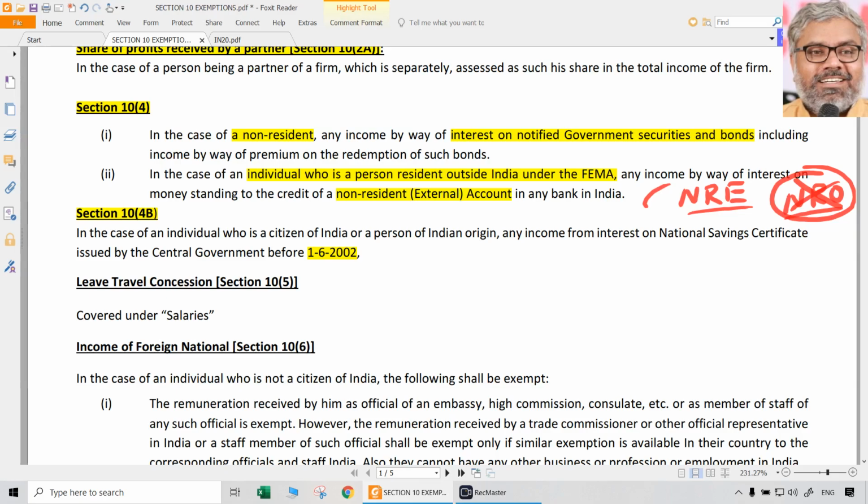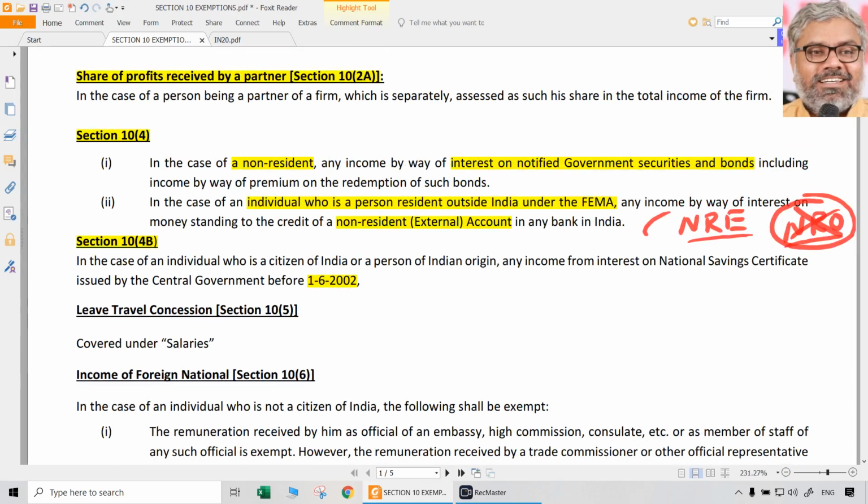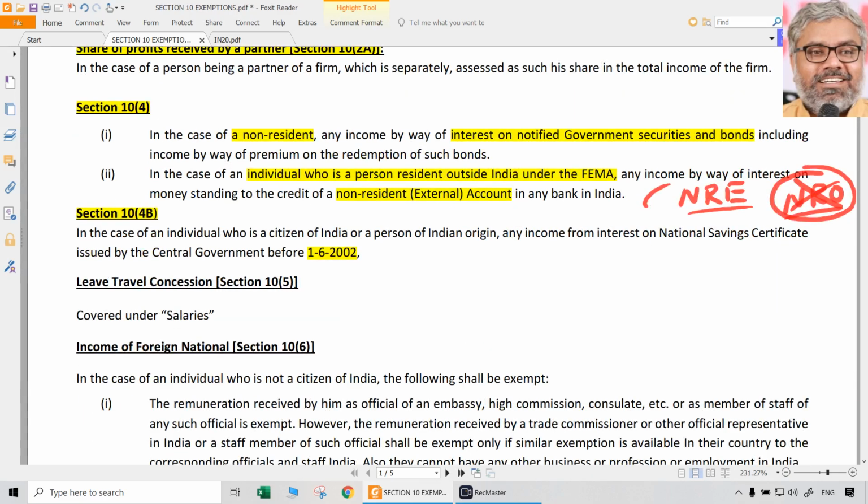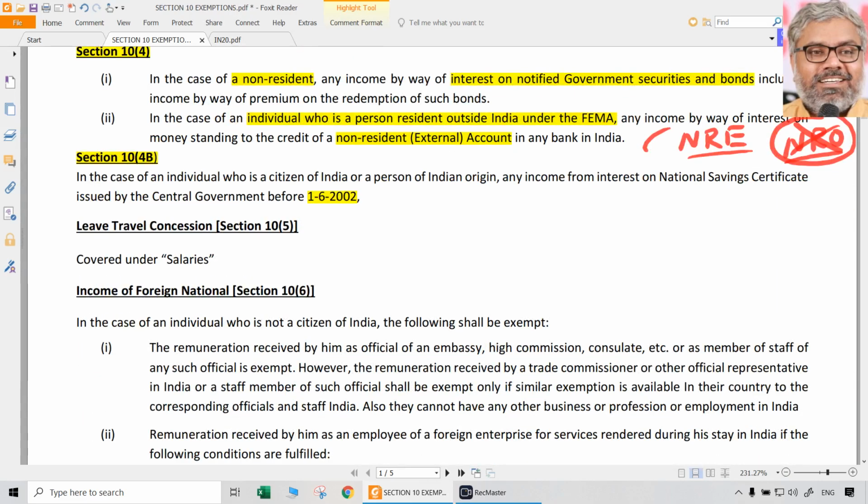Generally, NSC certificates will come with 6.5 to 7 years. Those days they used to come for 5 years, like that validity. Sometimes they could be renewed also. So that's a different story altogether. The point is, only those NSC, interest on the national savings certificates issued before 1st June 2002, that interest is exempt under section 10(4)(b). Almost we can say it is as good as an outdated provision, so no need to separately worry about it.